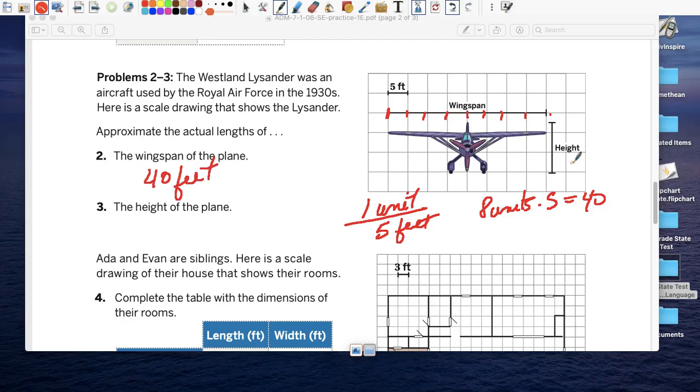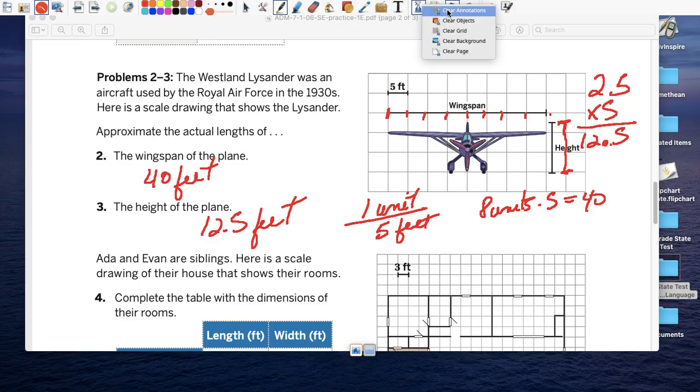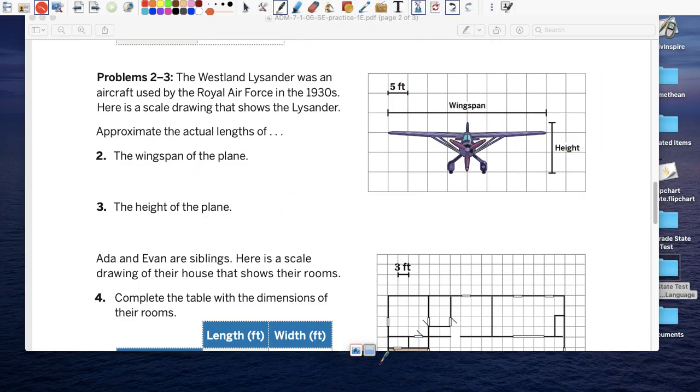The height of the plane, well, that'd be 1 unit, 2 units, and 2.5. We can say it's about 2.5. 2.5, multiply that by 5. And that'd be 12.5 would be the height of the plane. All right, so again, what is the scale here? The scale says that every 1 unit on this grid is equal to 5 feet in real life.